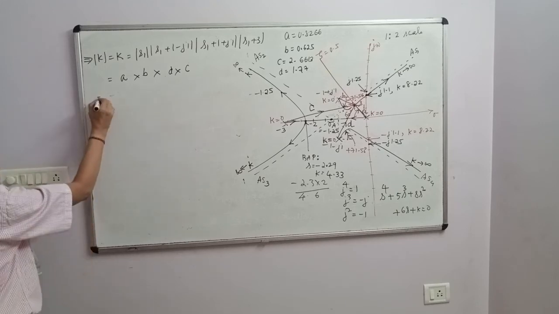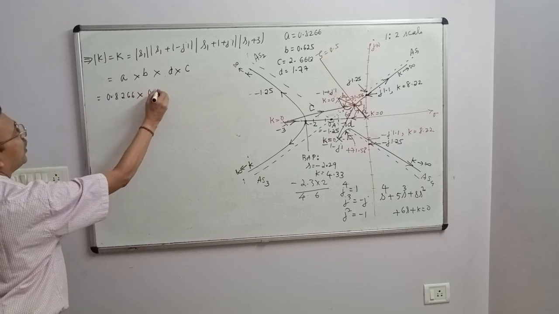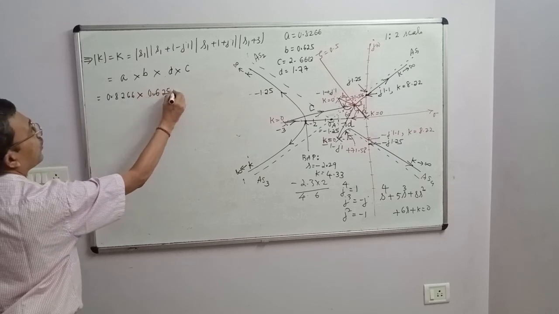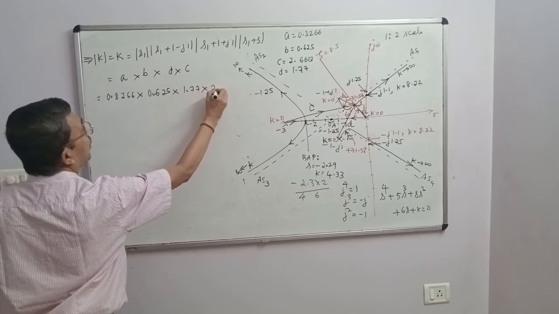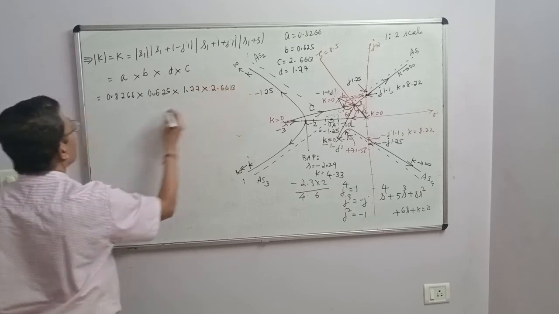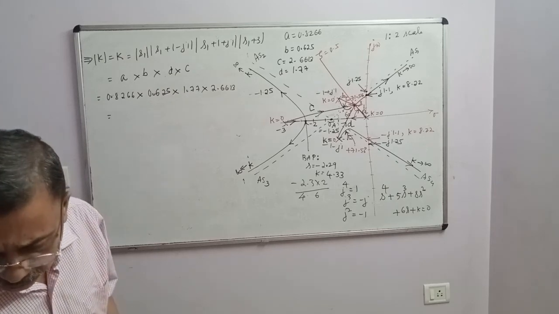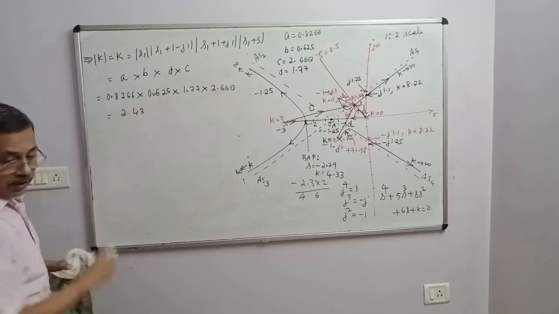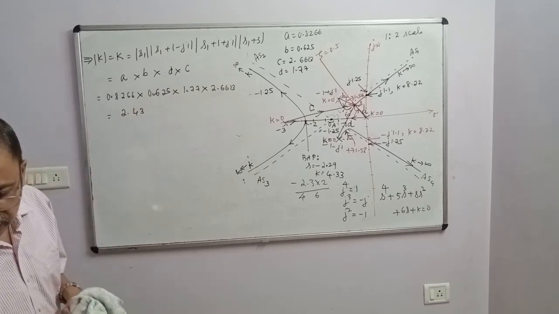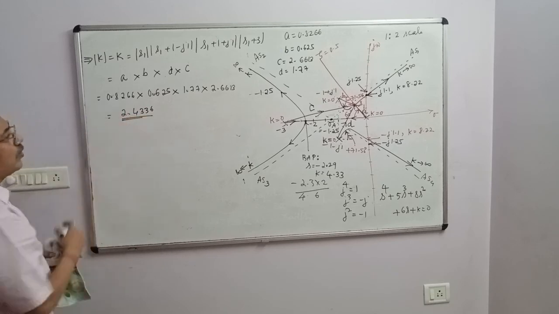So what is A? A is 0.8266. What is B? B is 0.625. What is D? D is 1.77. What is C? 2.6613. All four, if you multiply, the answer you are going to get is 2.4336. This is the value of K.